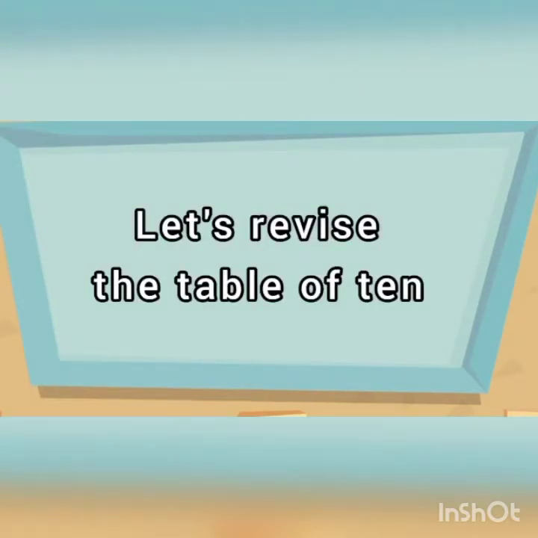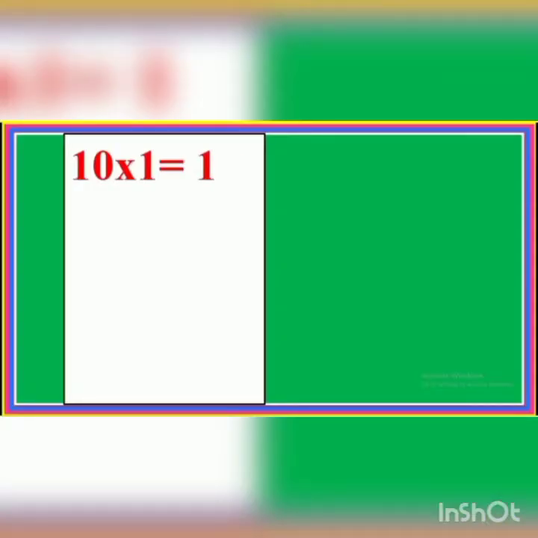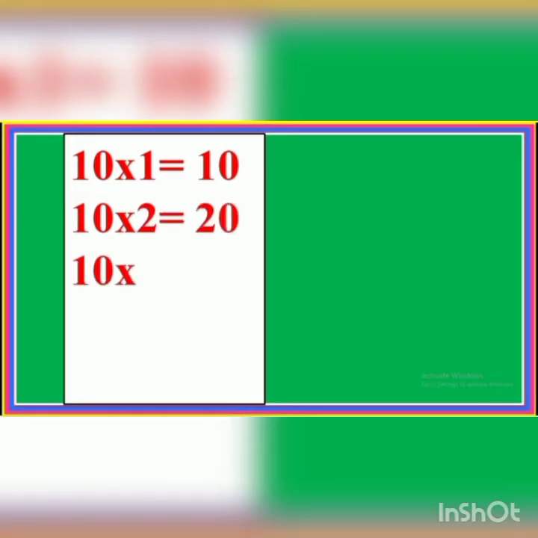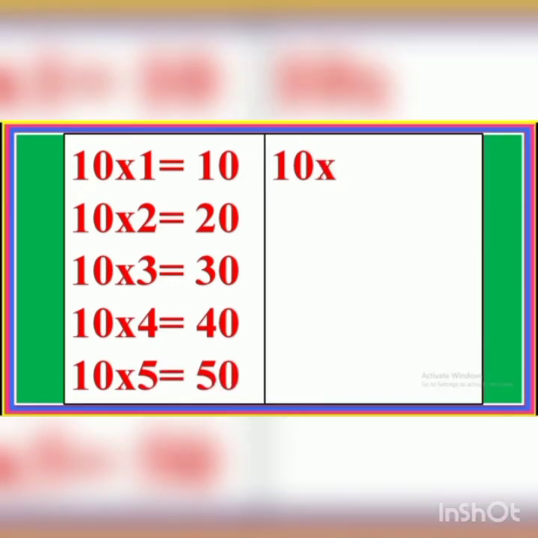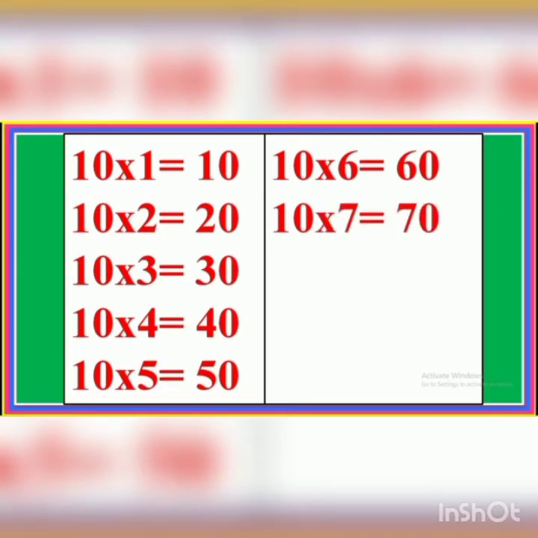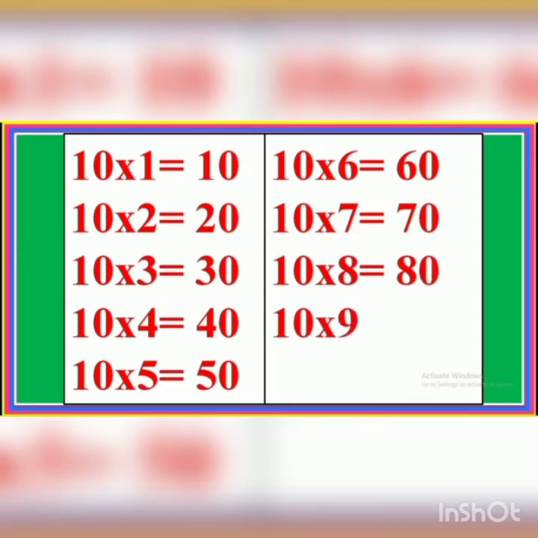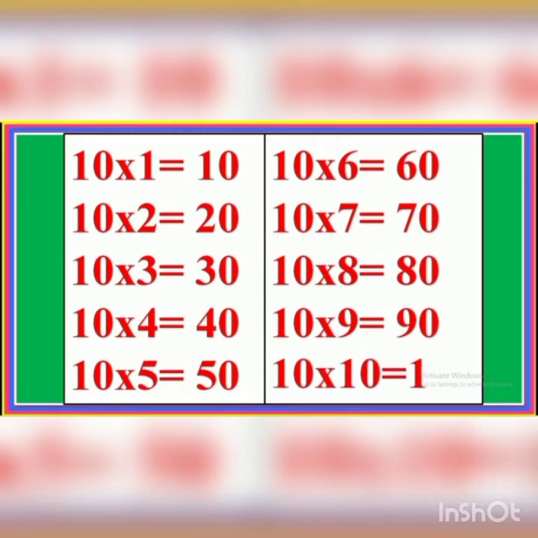Now, let's once again revise the table of 10. 10 1s are 10. 10 2s are 20. 10 3s are 30. 10 4s are 40. 10 5s are 50. 10 6s are 60. 10 7s are 70. 10 8s are 80. 10 9s are 90. 10 10s are 100.